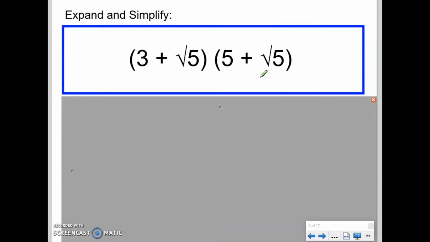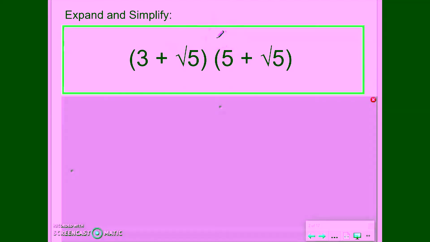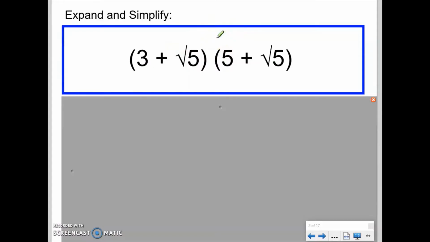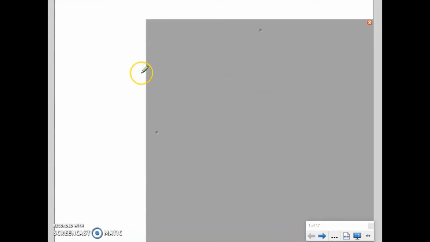A very common exam question is that you're asked to multiply two surds together in the form of an expanding double brackets question. So it's a very typical exam question to look at multiplying surds, expanding and simplifying. Before we have a go at this question, I just want to recap on expanding double brackets using algebra.